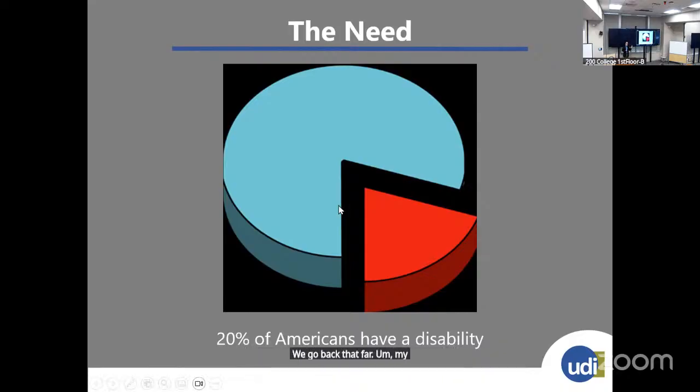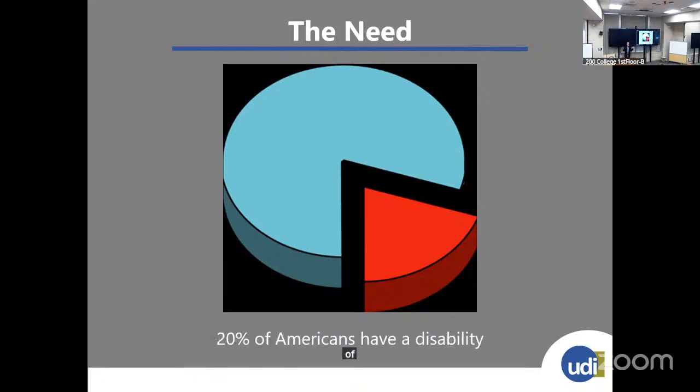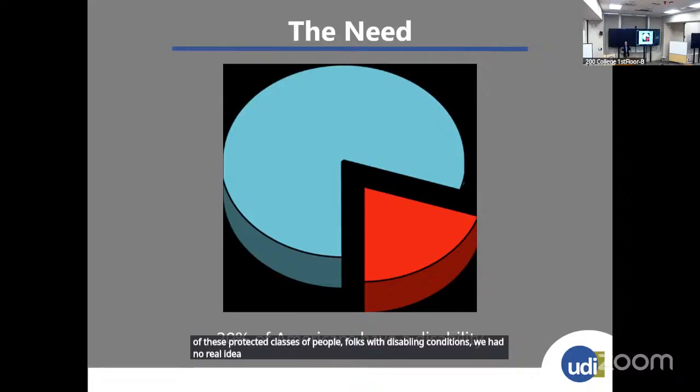My work goes back 40 years into the 1980s, so I was working on this back then. And back then, we spent about the last 40 years of that century working hard to figure out how we accommodate the design needs of these protected classes of people, folks with disabling conditions. We had no real idea before then how to accommodate that in the design of our built environment. So it was a long 40-year period. We figured out a lot of stuff along the way.